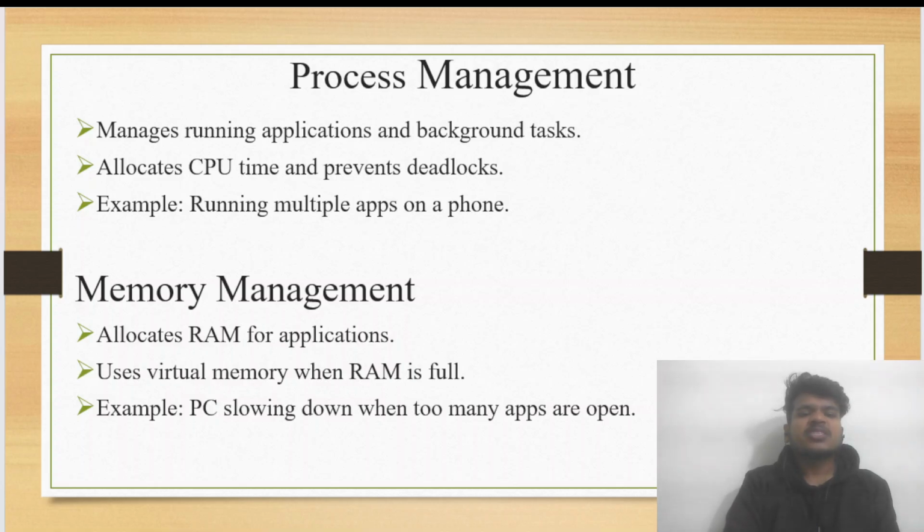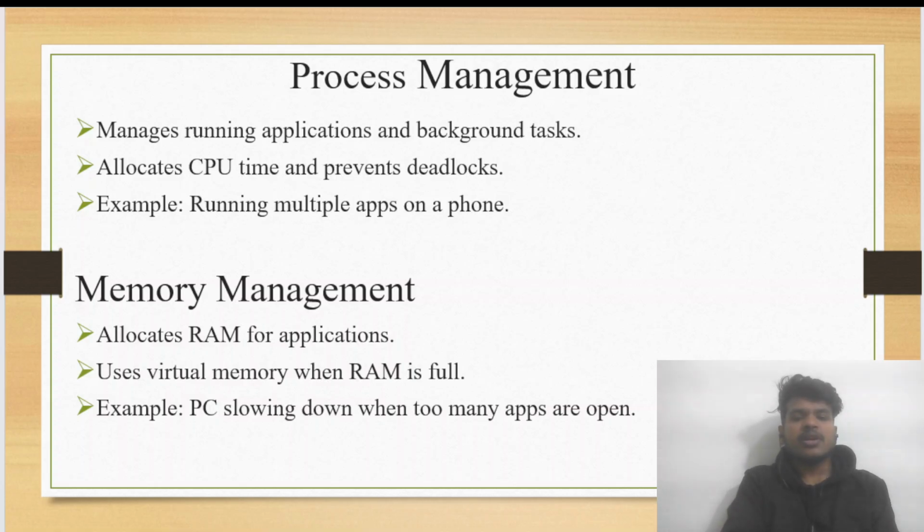Firstly, we have process management. A computer runs multiple programs at once. So, how does the OS manage all these processes? Process management is responsible for creating and terminating a process, and allocating CPU time to each process to finish its task. It also prevents deadlocks, where a process gets stuck waiting for a resource which is already used by another process. We will study deadlocks in detail in the coming lectures.